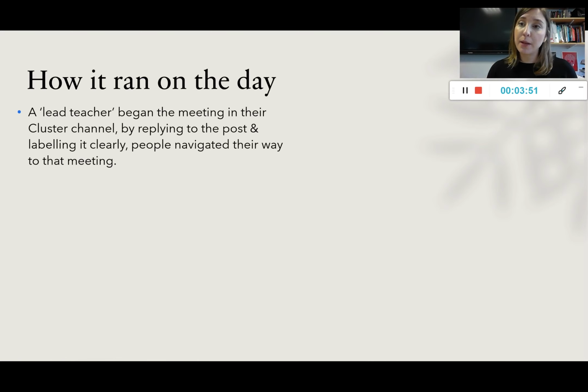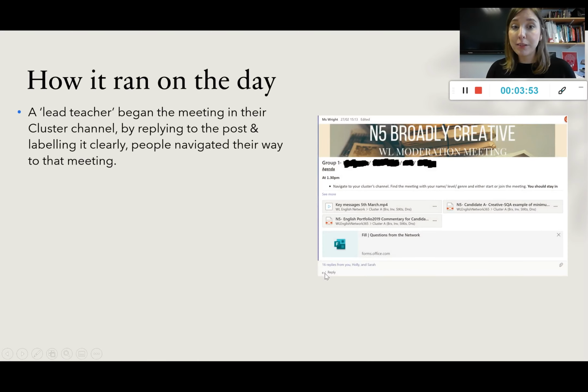A lead teacher began the meeting in their cluster channel by replying to their post and labeling it clearly, and then people navigated their way to that meeting. In replying to the post, that anchored the meeting to that post, and that meant that people could navigate their way to their meeting through 2 key ways. They could scroll through the feed to find their post, or when you have multiple meetings listed on the side of your team, they could see, right, that's Group 1 National 5 Broadly Creative, I'll join that.